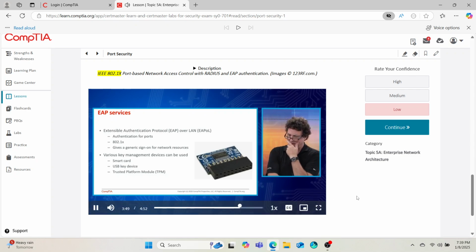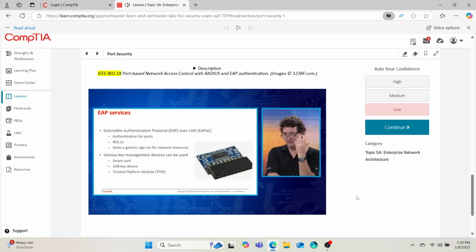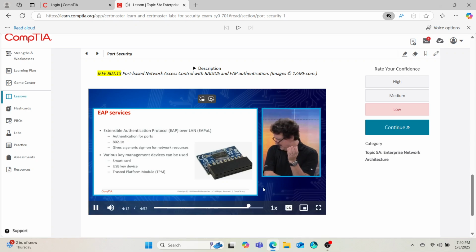The extensible authentication protocol over LAN, EAPOL, basically allows you to authenticate specific ports, even specific physical ports on a machine. It uses the 802.1X protocol. And it basically gives a way for sign-ons to occur. It's not vendor specific. People will call it a generic sign-on for network resources.